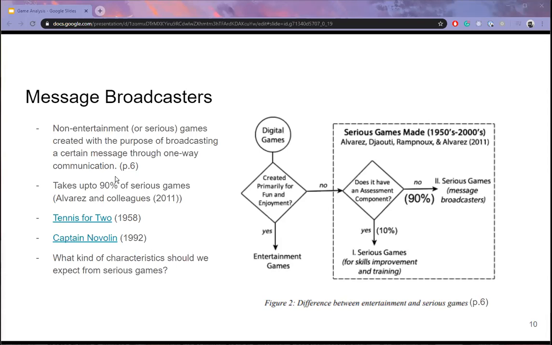And one of the examples of this kind of game is Tennis for Two, which was created in 1958 by William Higginbotham. He's an American nuclear physicist working at the Brookhaven National Laboratory.